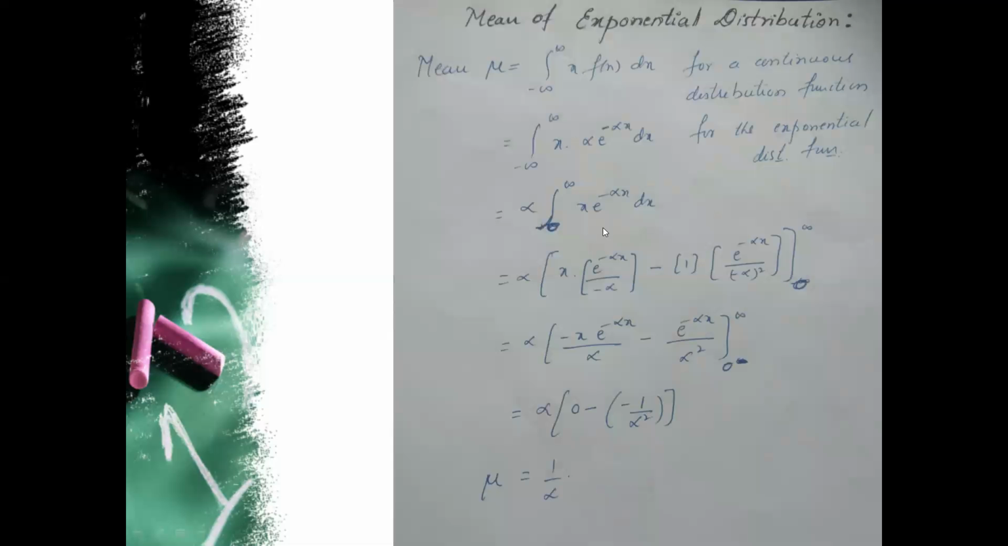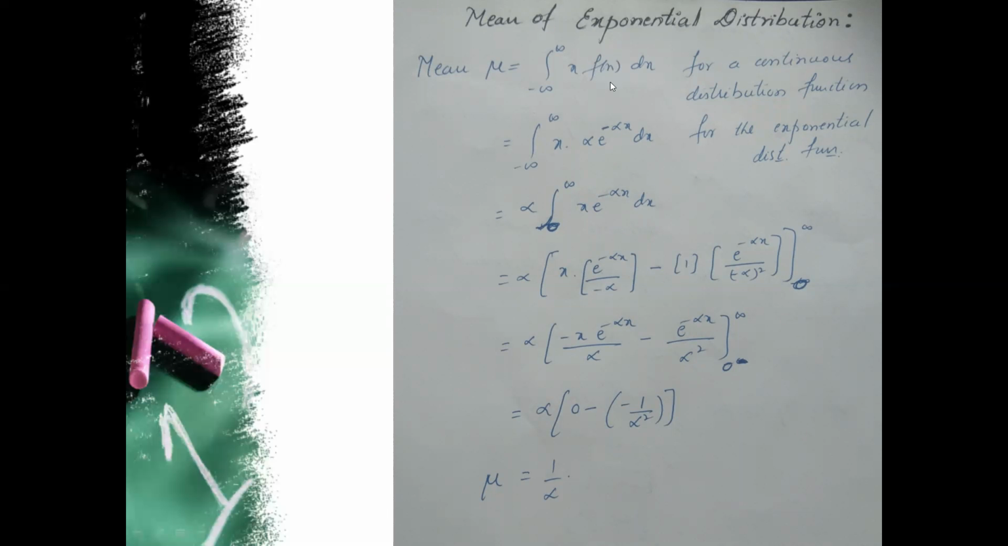Now let us see the way to derive the mean of an exponential distribution. We know that mean mu is integration from minus infinity to plus infinity x into f of x dx. For any continuous distribution, this is the formula for mean: integration from minus infinity to plus infinity x into f of x. Now we are deriving the mean of an exponential distribution.